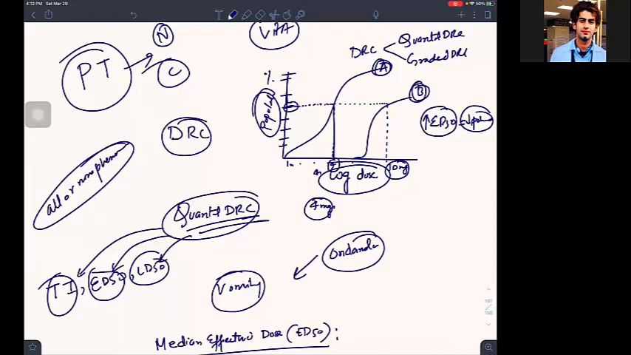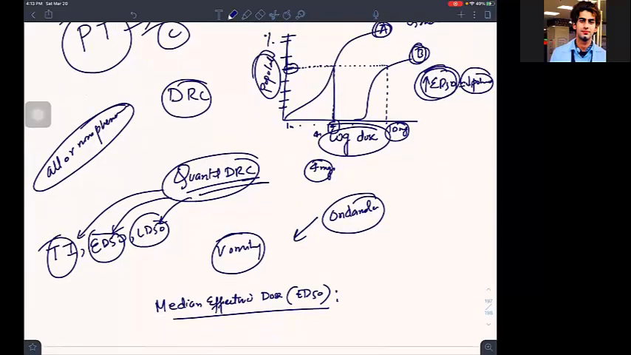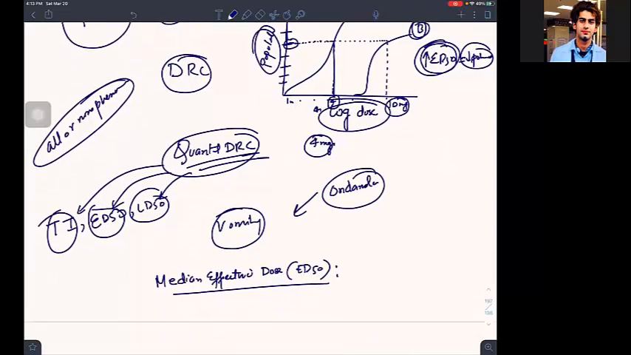But if I am telling you the ED50 is higher, that means I have to give a very high dose to get the 50% effect, so that at least 50% of the population is responding. So with that high dose, then only 50% of the people will get the response. Are we getting the concept, guys? Yeah, okay, done.